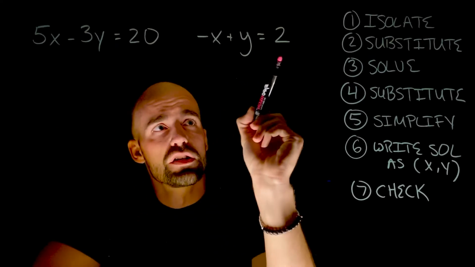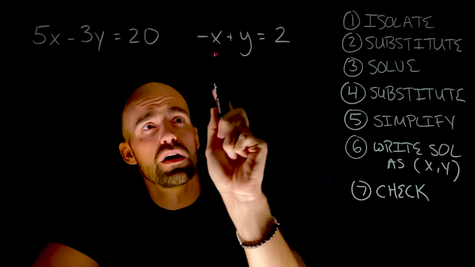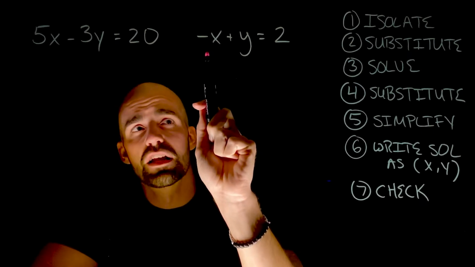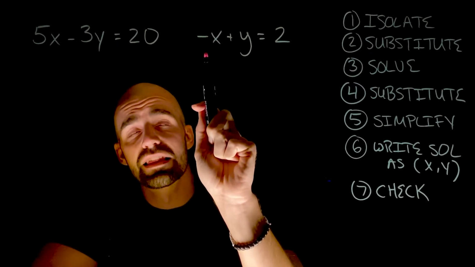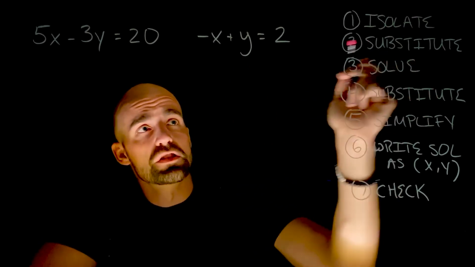But this equation, I have a y that has no coefficient at all. The x technically has a coefficient of -1, so it'll be just a little bit harder to isolate that compared to the y. So we're going to go ahead and get that y by itself first. That'll be our first isolate step.